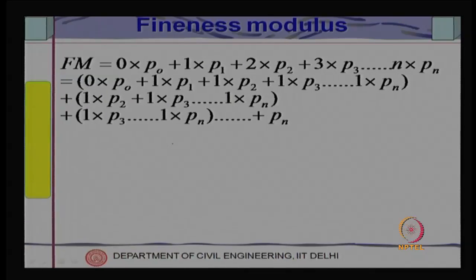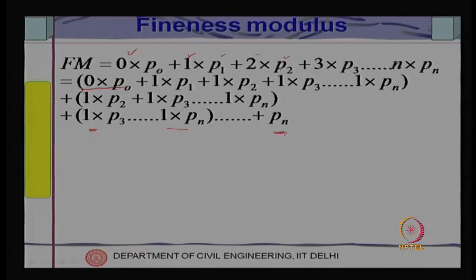For a mixture of a number of particles, there are some particles in 75 micron. So, for cumulative, we can write it like this: 1 P1, 2 P2, these are the proportions, up to N PN. Now, if I break it up, I can write 0 P0 plus 1 P1 plus 1 P2, 1 P3, etcetera. The second term would be 1 P2, because there is a 2 here, and the 0 does not matter. This appears twice, so I can write 1 P2 plus 1 P3, etcetera, and the next series will start from 1 into P3 to 1 into PN, and the last term will be PN.